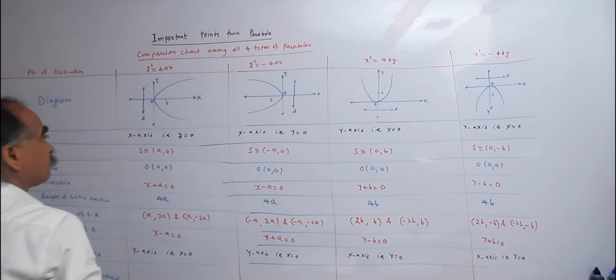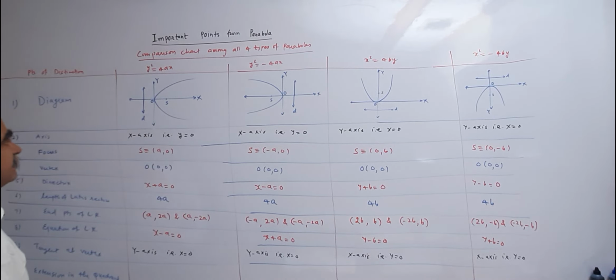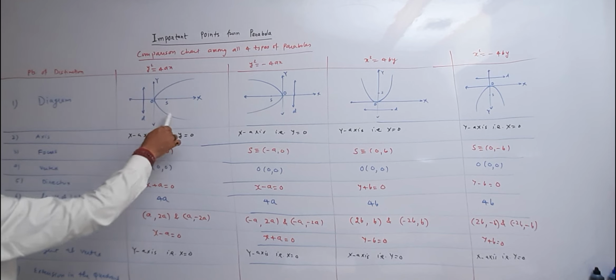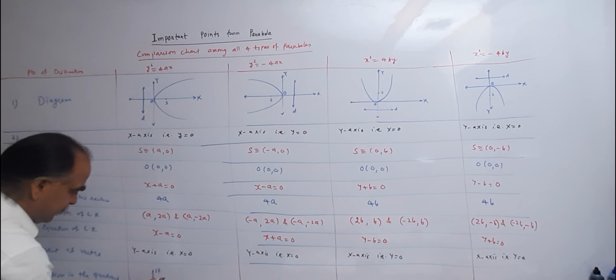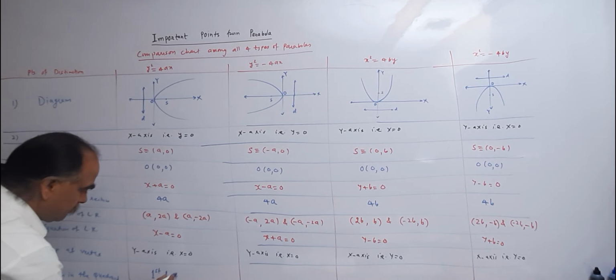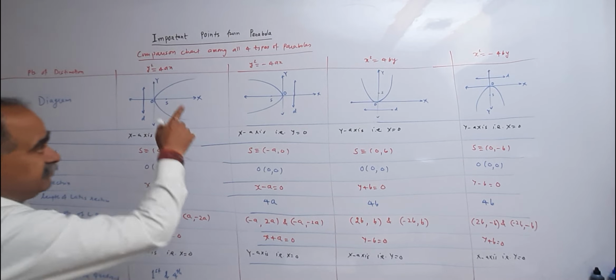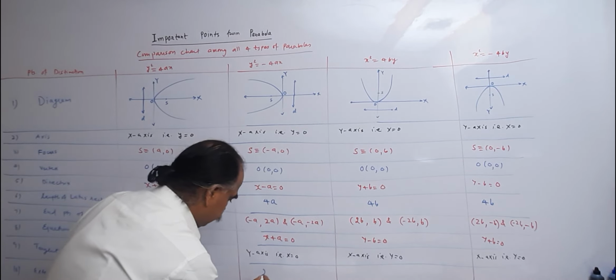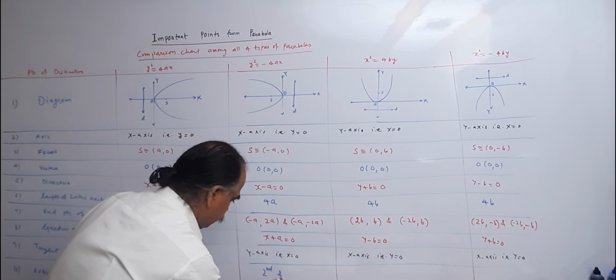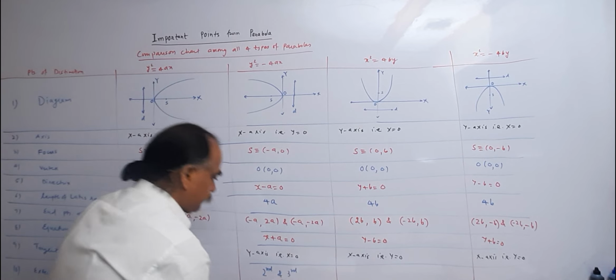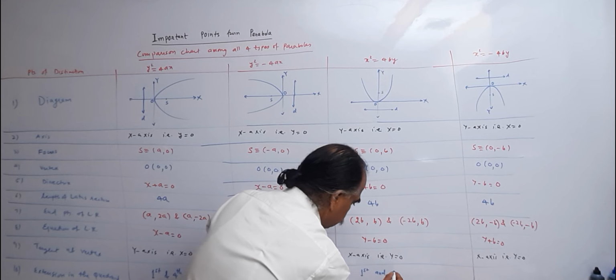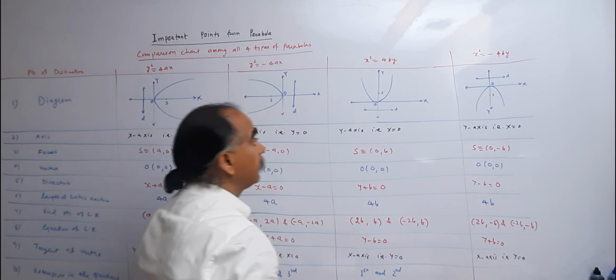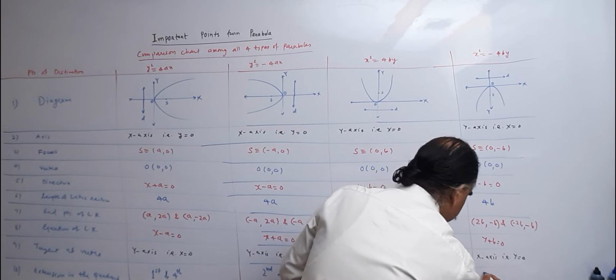Now extension in the quadrant. In which quadrant is this parabola extended? You can see first and fourth. First quadrant and fourth quadrant. This is second and third. First and second. This is third and fourth.